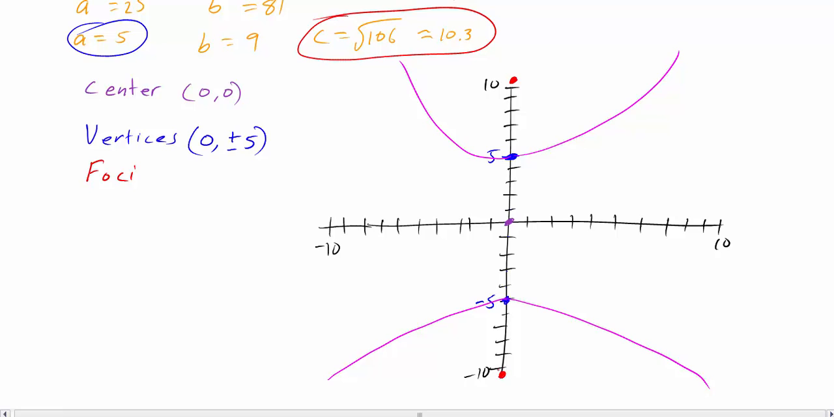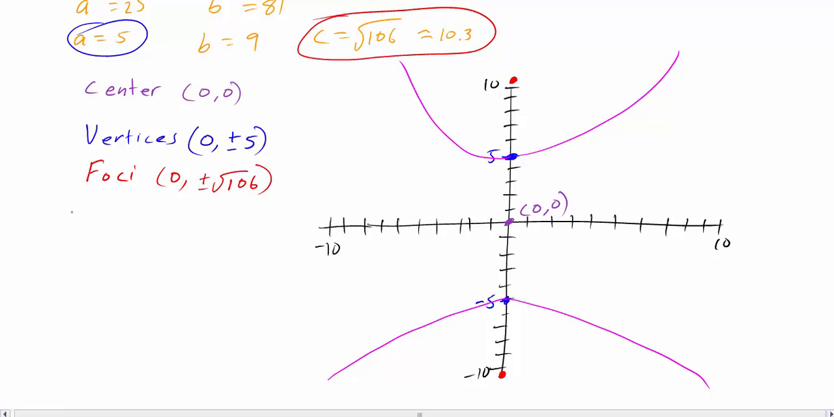And of course, again, the x value is not changing, so that's going to remain 0. If we think of this as the center, 0, 0, that's not going to change the x value. The only thing that's going to change is the y, because we're going up 10 or we're going to go down 10. So the y value is going to be plus or minus the 10.3, or we could simply say plus or minus the square root of 106.